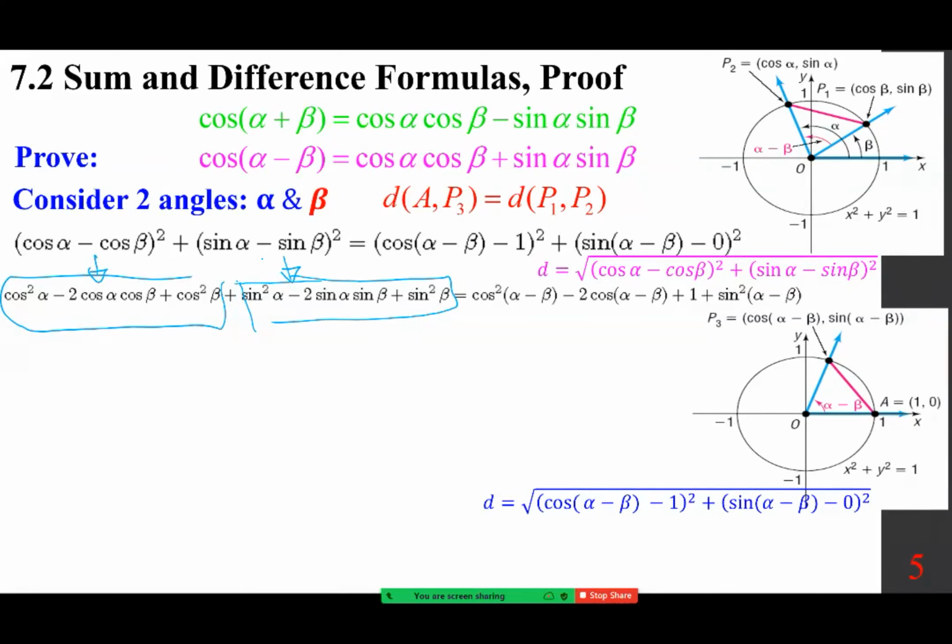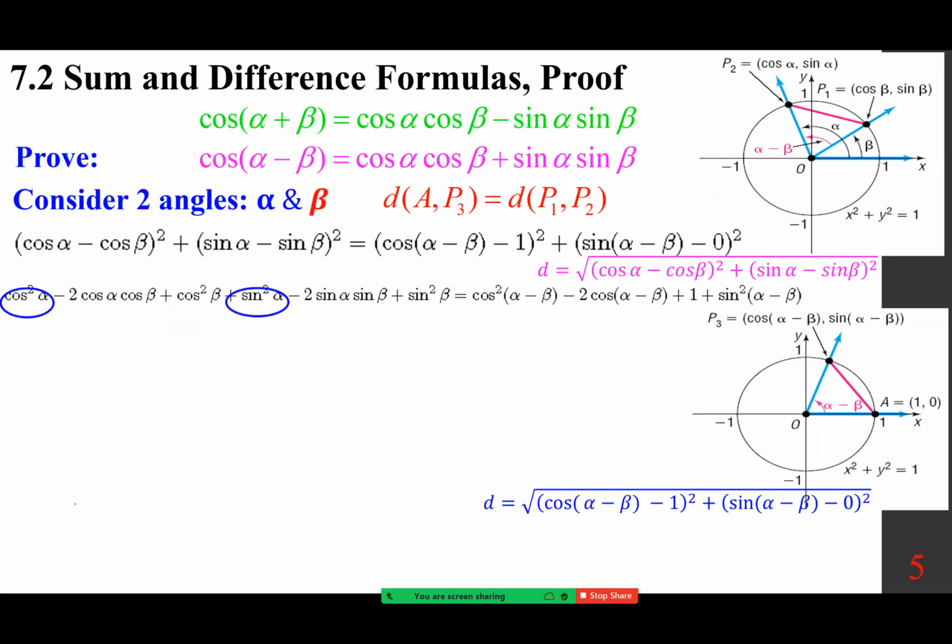This is the second one, sine squared alpha minus 2 sine alpha sine beta plus sine squared beta. And this one is the same as this one, cosine squared of alpha minus beta minus 2 cosine of alpha minus beta plus 1, because you are looking at, in essence, a minus 1 quantity squared. And the last piece, of course, is this. So we are just using our algebraic techniques.